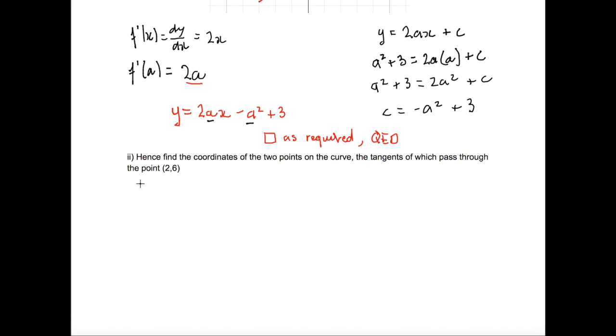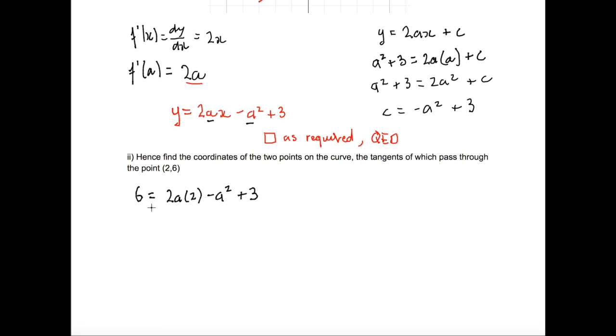And what that looks like when we put it in mathematical terms is we're going to say our y value is 6 when our x value is 2, so 6 equals 2 times a times 2 minus a squared plus 3. And the reason we're doing that is because we know that this equation here is the equation of our tangent. And we have said in the question that the equation of our tangent needs to pass through the point (2, 6). So we can substitute those values in, and what you'll notice is we can get different a values out. So let's have a look.